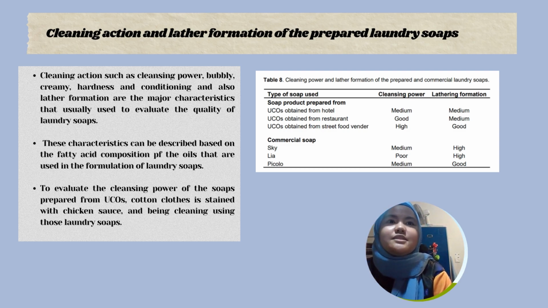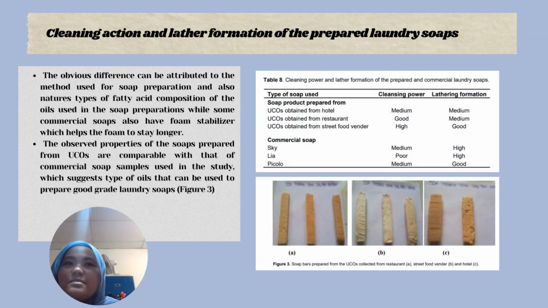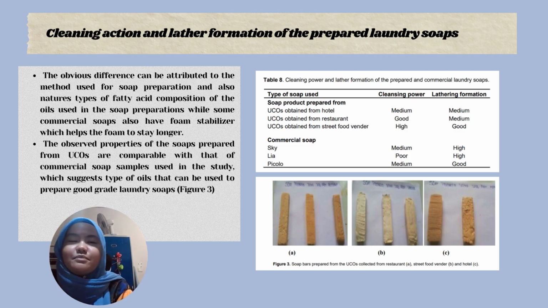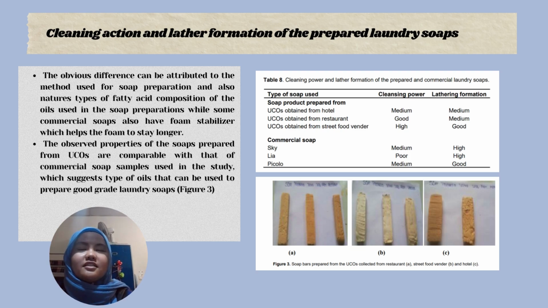Soap brand Leah has poor cleansing power and high lathering formation, while brand Piccolo has medium cleansing power and good lathering formation. It was found that the cleaning powers of the prepared soaps were relatively better than the commercial soap samples such as brand Sky, brand Leah, and brand Piccolo. However, the results showed that only soap samples prepared from cooking oils collected from street food vendors showed comparable lather formation with commercial soap, which is the Piccolo brand. In this method, Sky and Leah soaps were found to produce very high lather formation compared to the prepared soap.